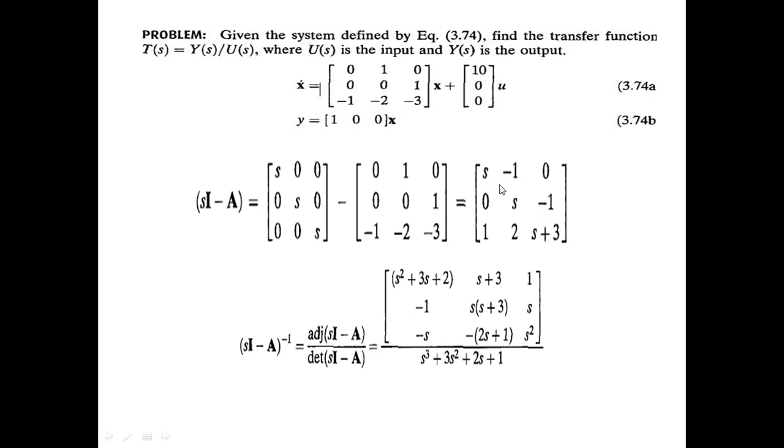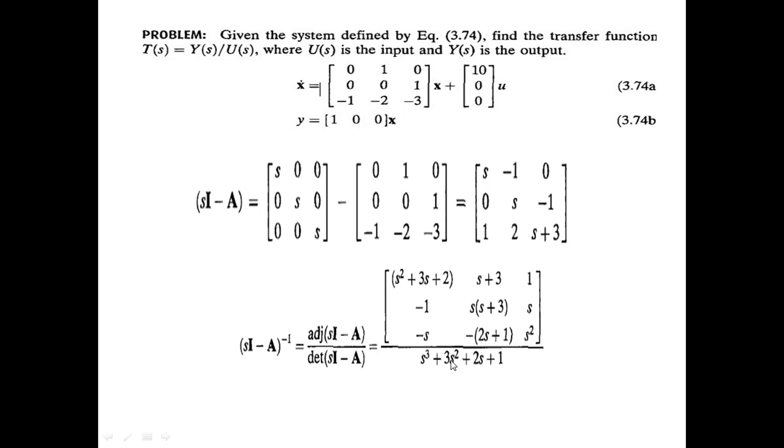So (sI minus A) inverse we can find by using the adjoint of (sI minus A) divided by the determinant of (sI minus A). So how do we find the adjoint of sI minus A here? Adjoint means first we need to interchange the elements, that is minus 1 should come here. Sorry, they have written a final transfer function here. First you need to form the adjoint.